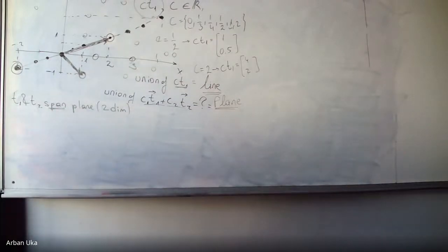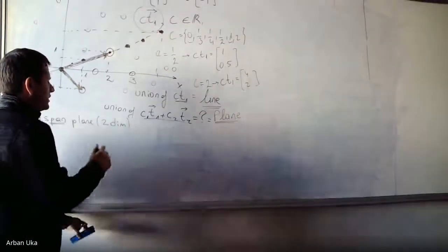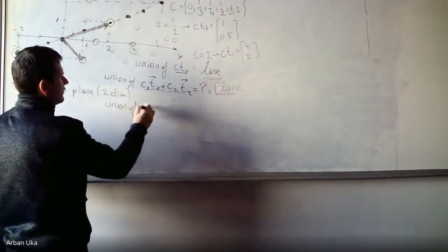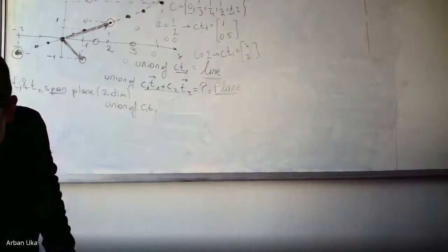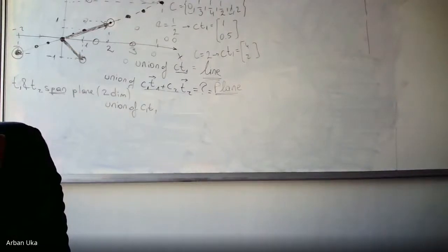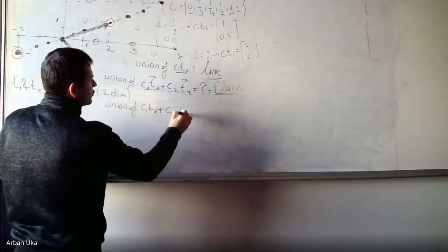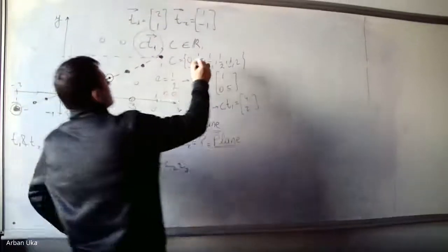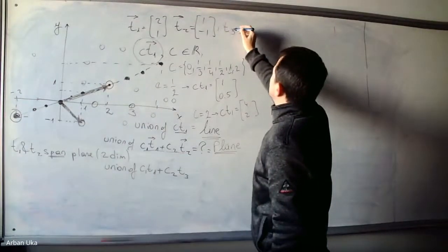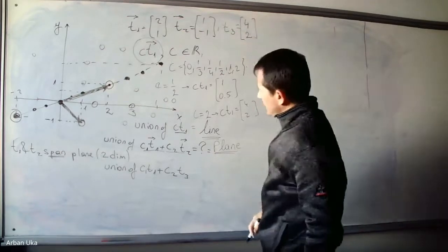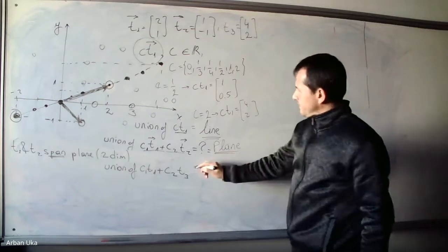Now, imagine for a moment what is the union. This is another question for you of C1, T1. And to answer this question, we're going to pick someone from the class according to the alphabet. We have Aidina. So Aidina, what is the union of C1, T1 plus C2, T3? Where T3 is equal to 4, 2. What do you think here?